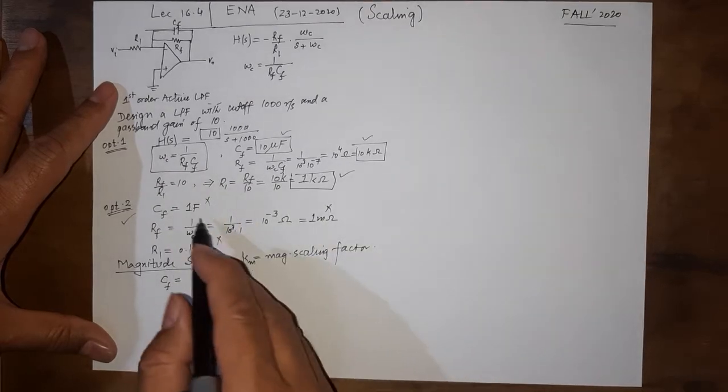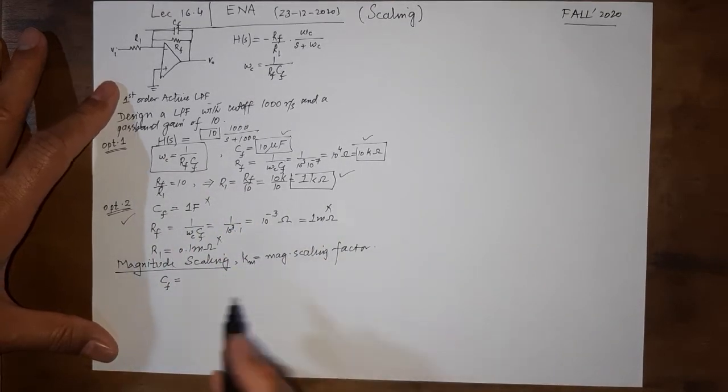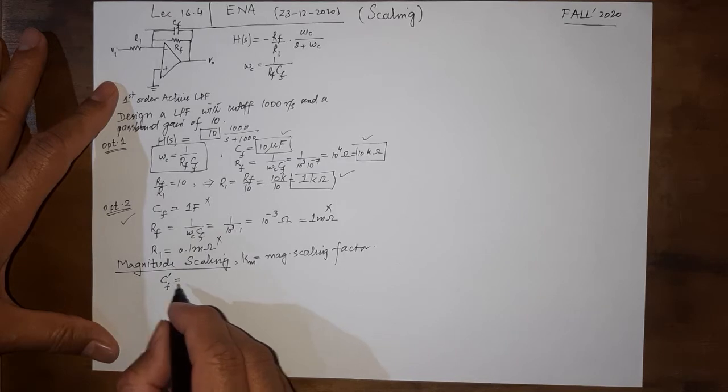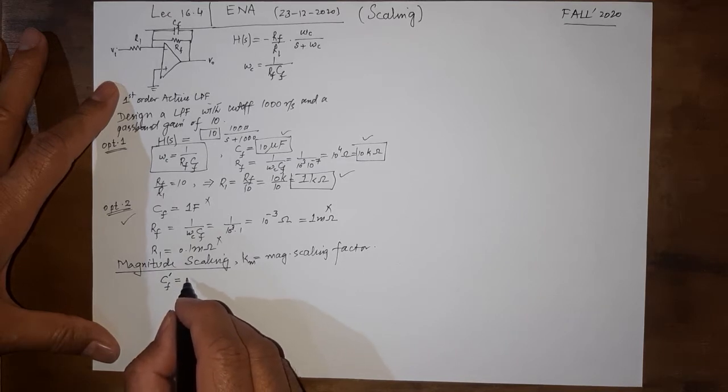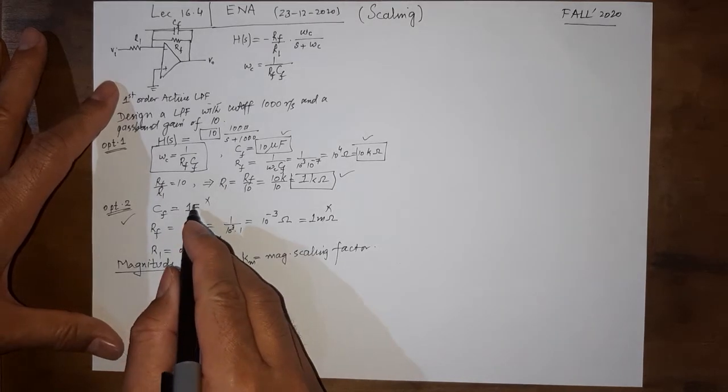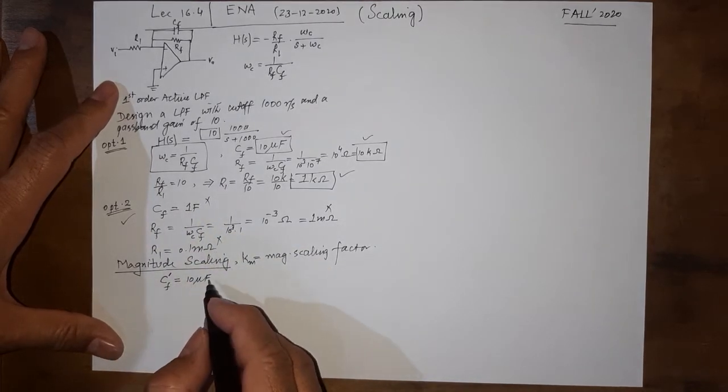So we have come up with a circuit with these values, very poor values, but we say, okay, now we don't have these values available, so I need a Cf. Let me call that Cf dash. I have a 10 microfarad available with me. I want to scale this value to 10 microfarad.